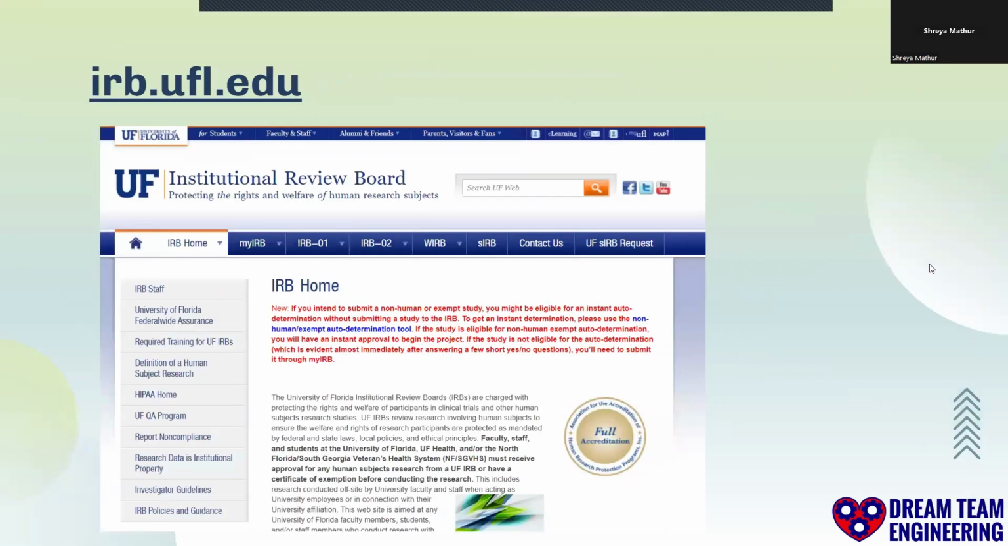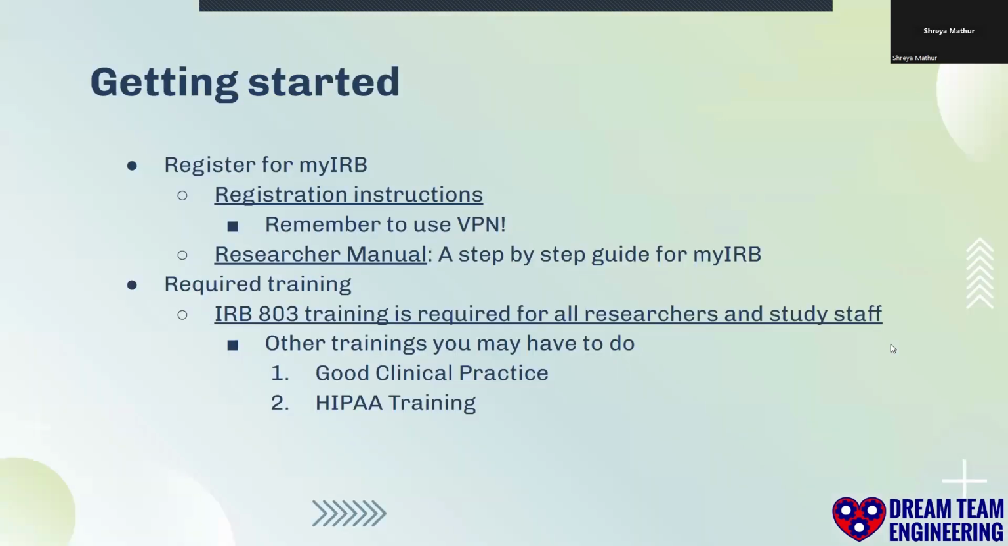So here's the website for the Institutional Review Board. Also, I shared this PowerPoint. All the things that are underlined are linked websites, so you can press on them and go on them. But that's basically what the website looks like. So getting started, first you want to register with my IRB. You can only do it on campus, or you have to use a VPN.